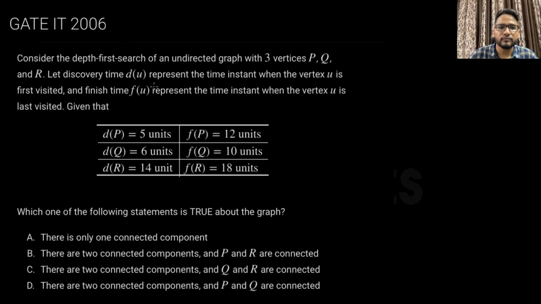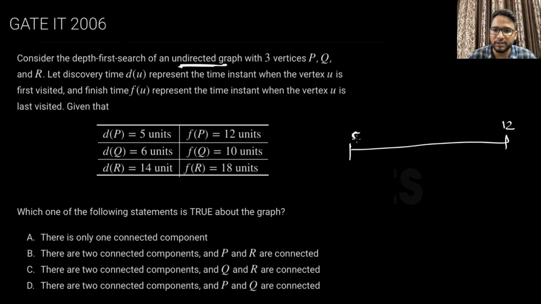Let's solve this GATE question, which is GATE 2006. They are saying consider the depth first search of an undirected graph. They are giving the undirected graph with 3 vertices P, Q and R, and let discovery time d[u], so start time and finish time, they are giving. So this is start time, this is finish time, which means P's start time is 5, and after that at 12 P is getting finished. So this is P, and in between 6 and 10 this is Q, and then 14.